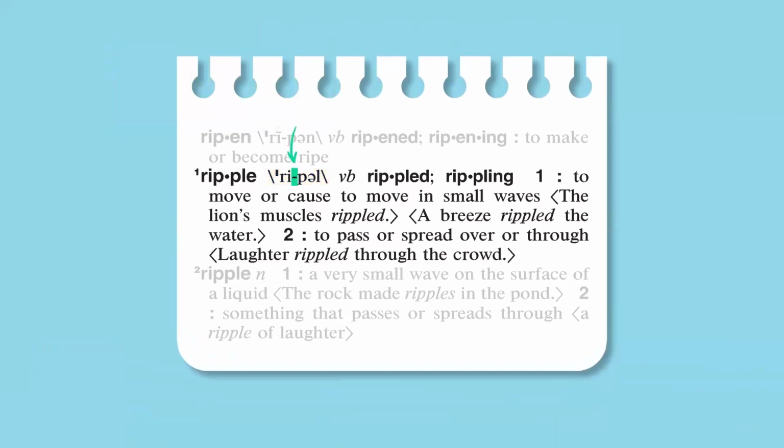Hyphens separate the word's syllables. As you can see, ripple has 2 syllables. The marks at the top or bottom of some parts of the pronunciation tell you that those syllables are stressed, or given more emphasis when spoken. The first syllable of ripple is stressed, so we say ripple, not ripple.